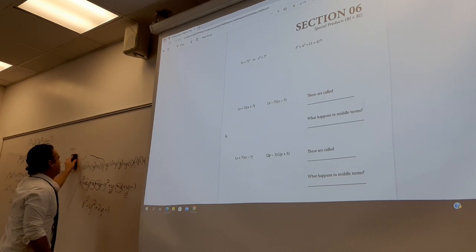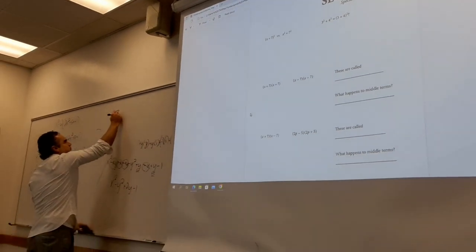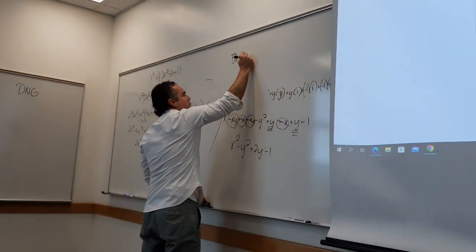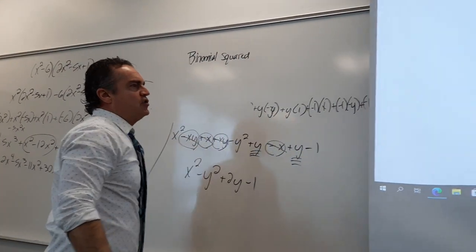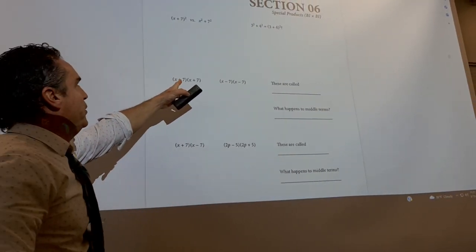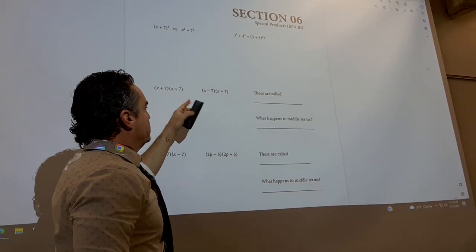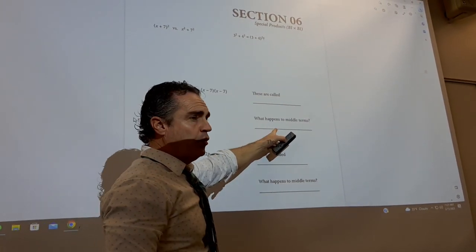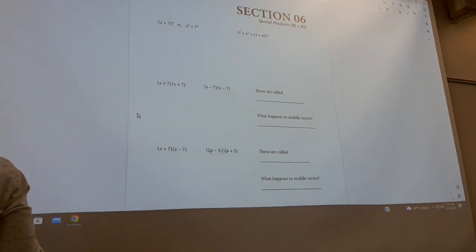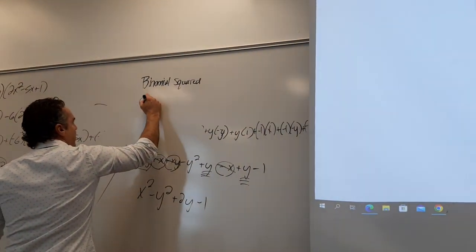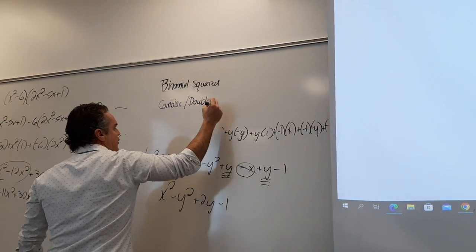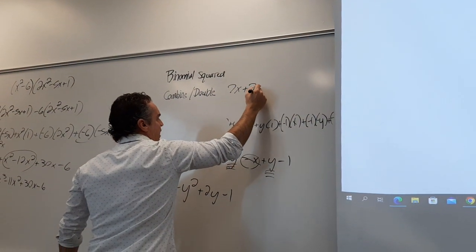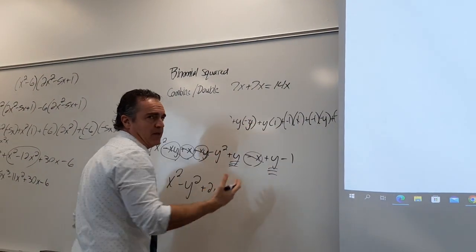So I'm going to write that answer down right now. They're called binomial squared, okay? When you have the exact same binomial, it's a binomial square, which makes kind of sense. What happens to the middle terms? You want to answer that, okay? They combine, they double. Like 7x plus 7x doubles to 14x, but they always combine.